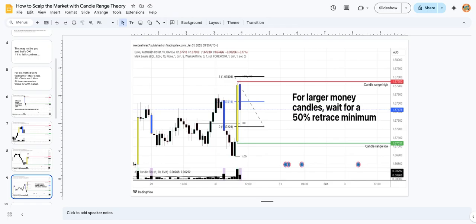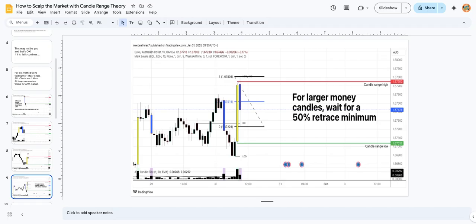You want to get in, but don't get in as soon as that money candle closes, because depending on your lot size, you may get margin called, or the stop loss is going to be so big that it's really not worth taking the trade. Remember, we want precise entries as a scalper. So if the money candle is big, or if it takes out a big portion of the range, either wait for a retracement, or there may just be no trade.